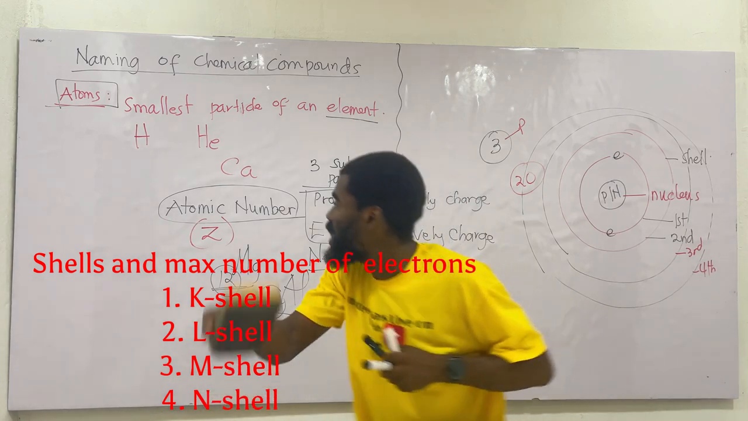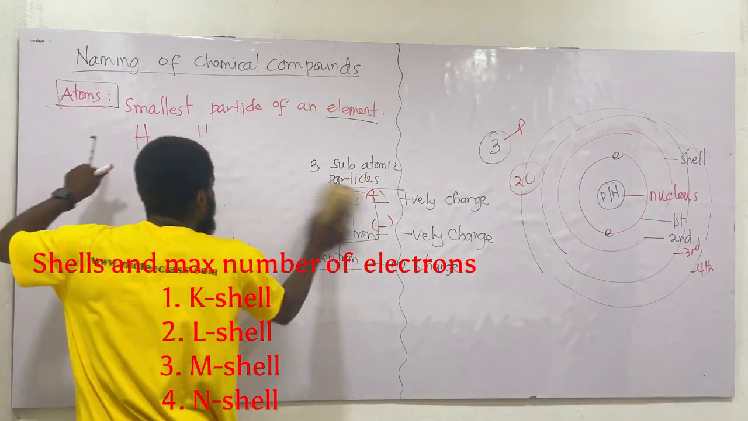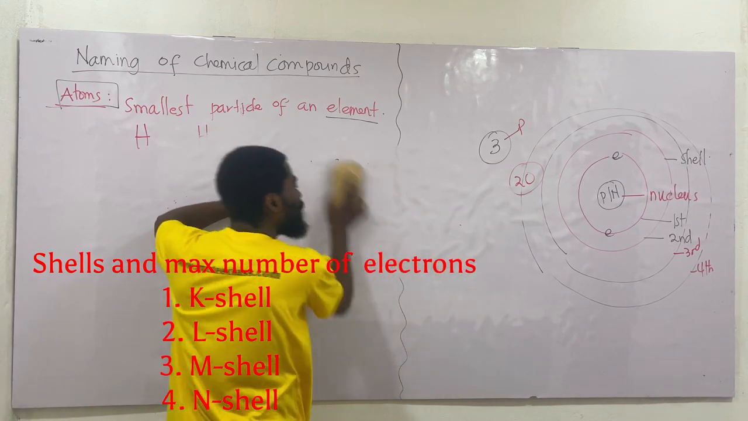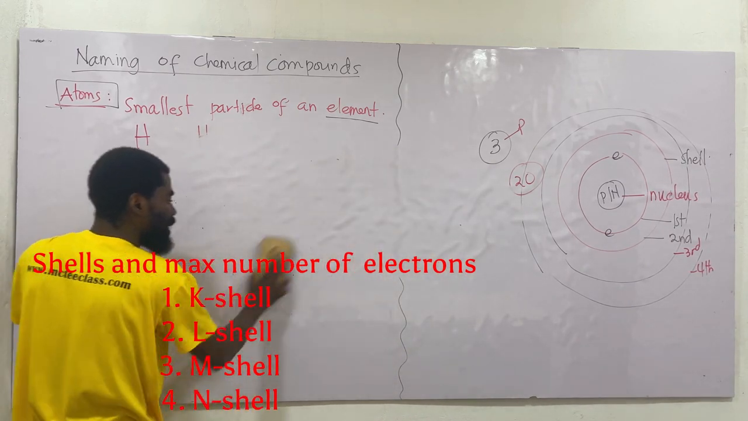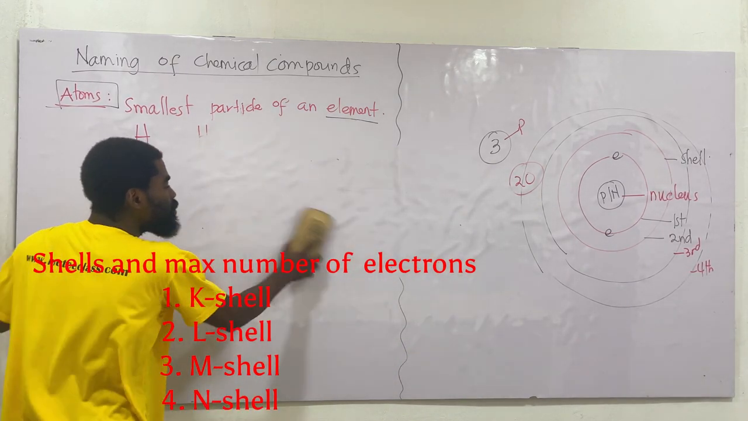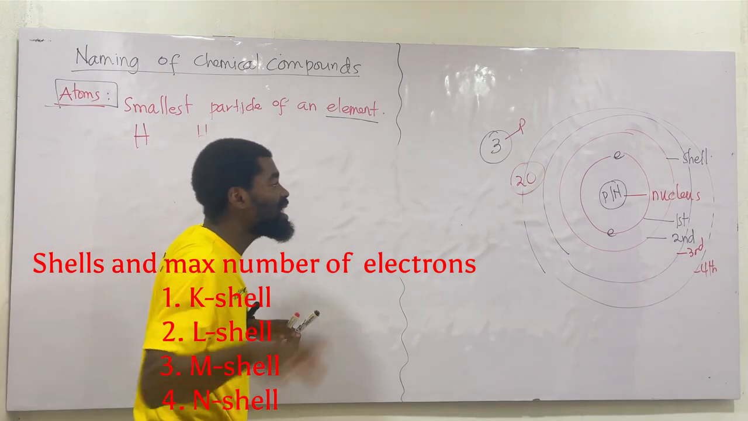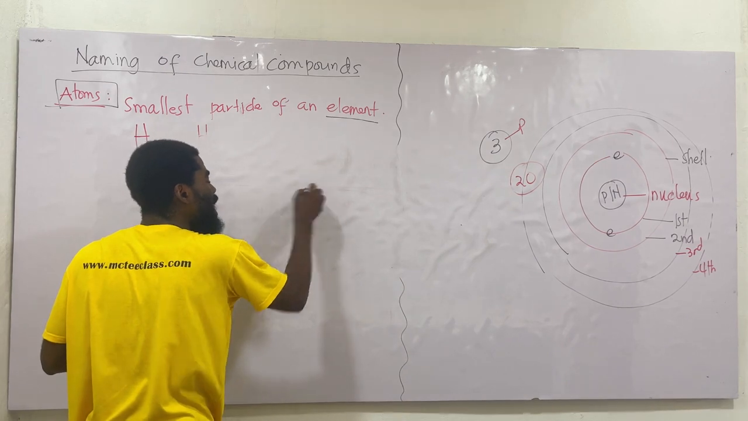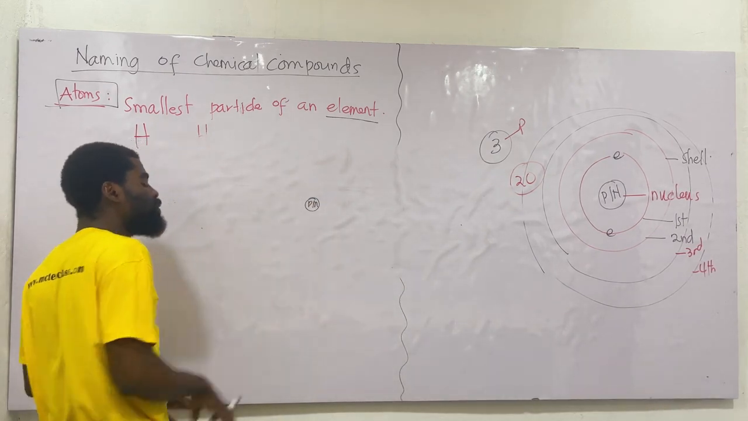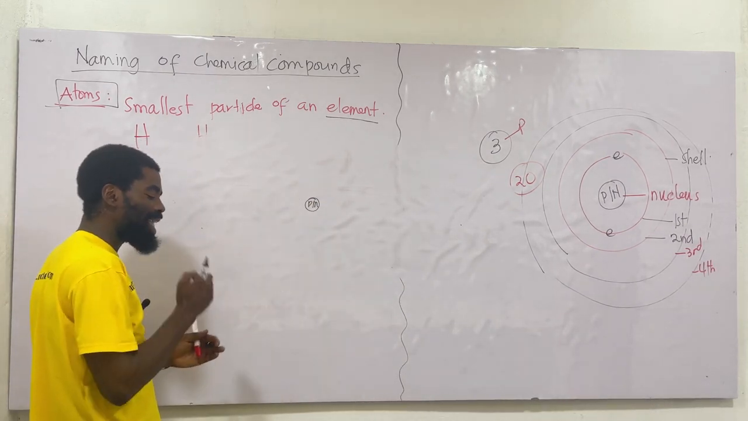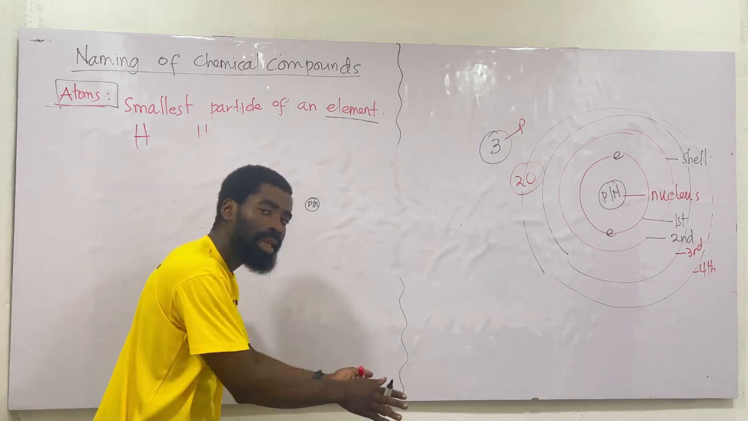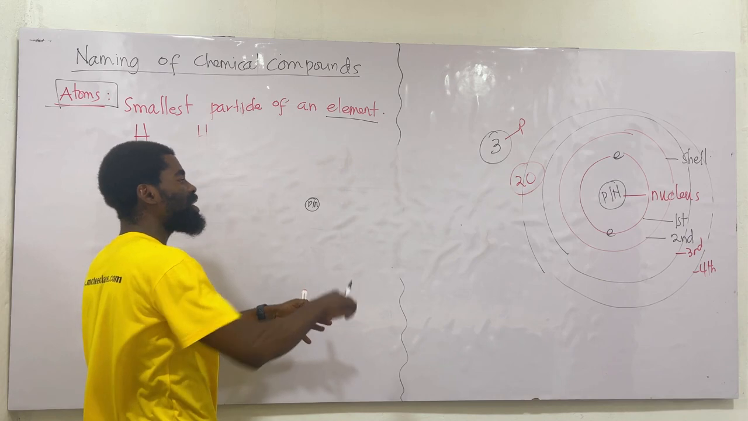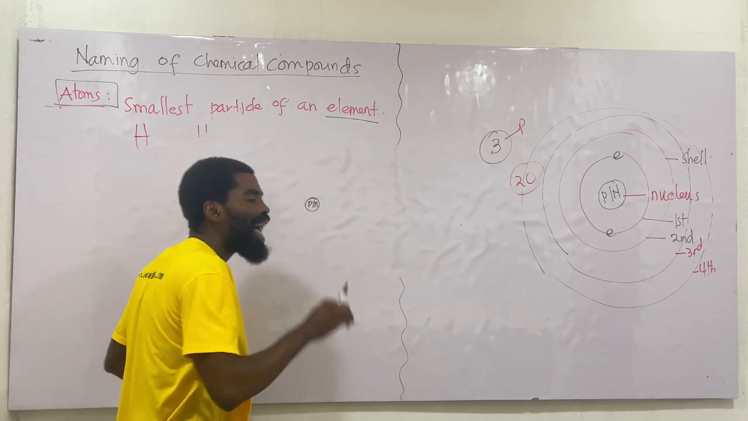Now, let me do this better here. I hope you've written what you need. I need this aspect so badly, that is why I'm coming to draw it again for you to understand. These electrons are placed into shells, and these shells take a particular number of electrons. Putting the electrons into the shell is referred to as electronic configuration. So what is electronic configuration? It is the arrangement of electrons into the shells of an atom.